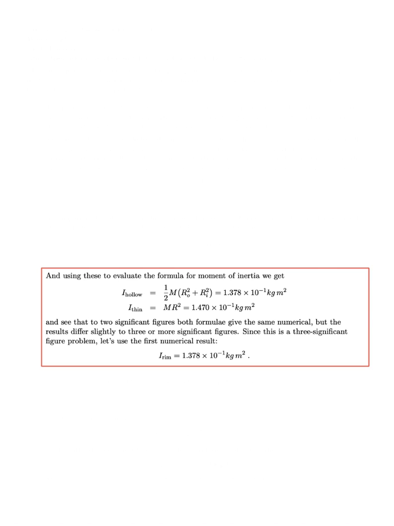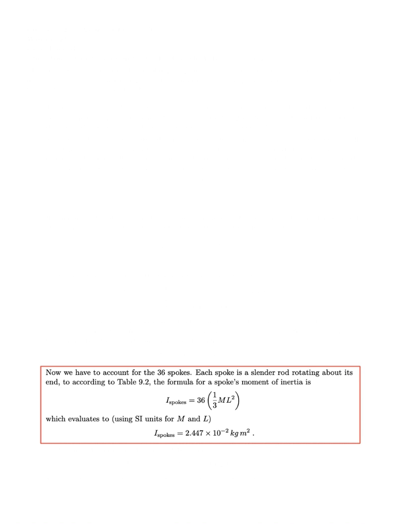Now we have to figure out the moment of inertia of the spokes. You can take a look in table 9.2 to see what you think is the best formula to use for a spoke. But I think it's pretty obvious that you need to use the one for a slender rod rotated about its end point. If you think about a spoke, one end is attached to the hub and the other end is attached to the wheel, and it's spinning around the hub. So the formula for the moment of inertia of a single slender rod is 1/3 ml squared, but we have 36 of them, so we can just add them all together.